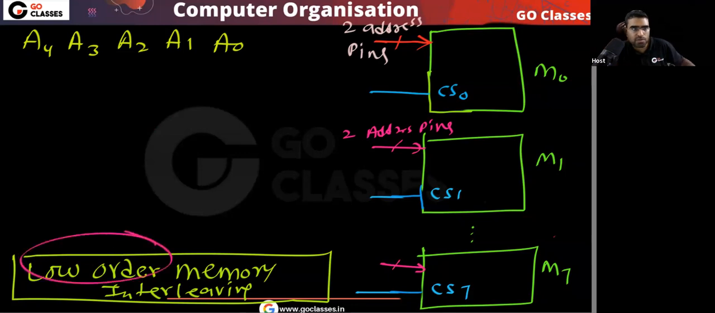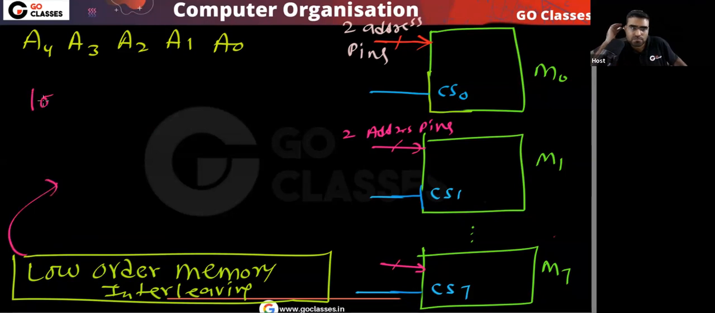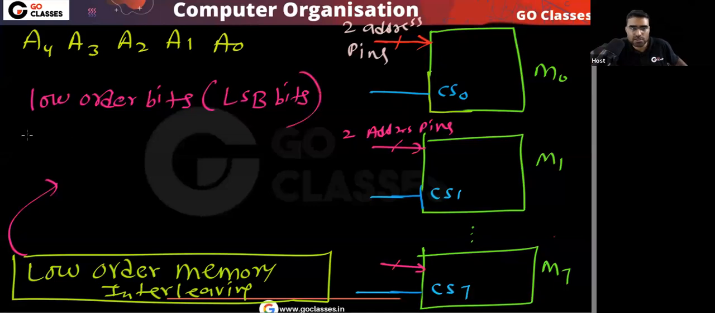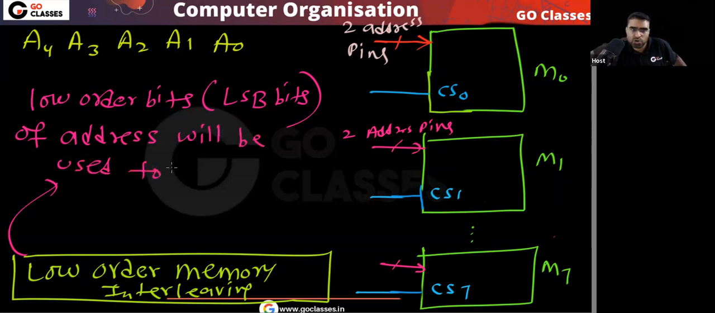So remember low order memory interleaving. What does that mean? Basically, low order bits. Low order bits, what are those? Those are LSB bits. So LSB bits of the address, this is your address. So LSB bits of this address will be used to select a chip. Okay, is this clear? So we will use LSB bits to select a chip.